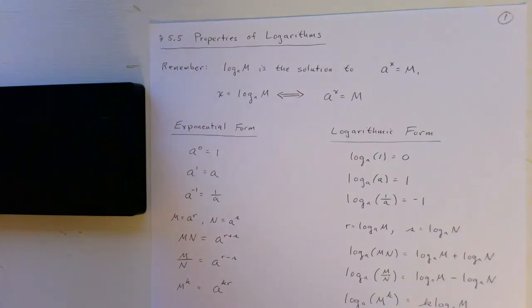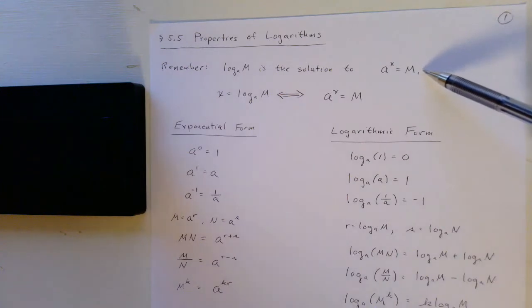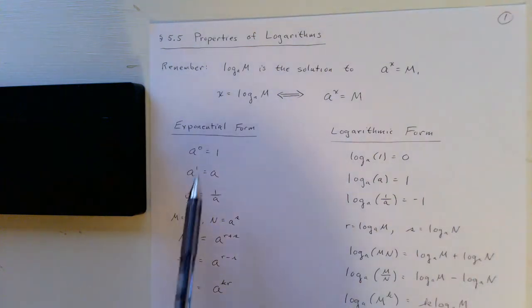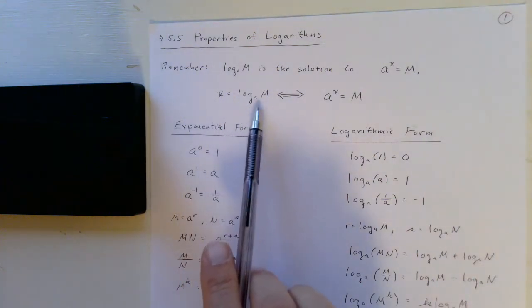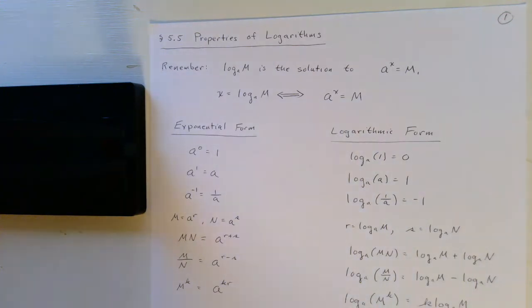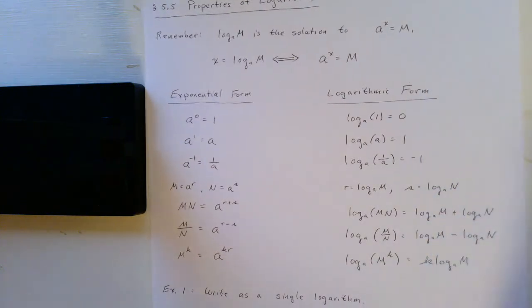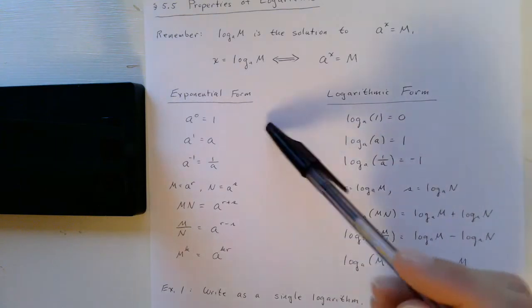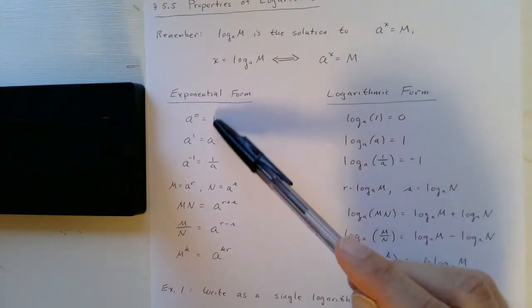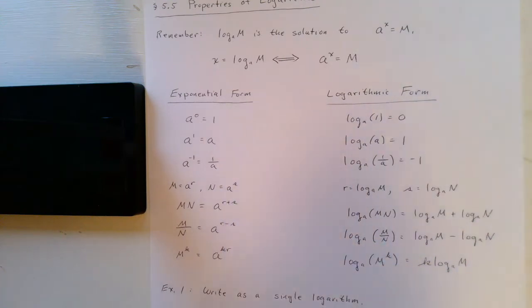The log of m base a is just a number that if you raise a to that power, then you get m. So the log of m base a is just the solution to a to the x equals m, and you want to think about this in the back of your mind when you do all these things. This is equivalent: x equals the log of m base a if and only if a to the x equals m. And you'll see that these properties of logarithms are just another way of stating the equations in their exponential form, which we already know to be true.